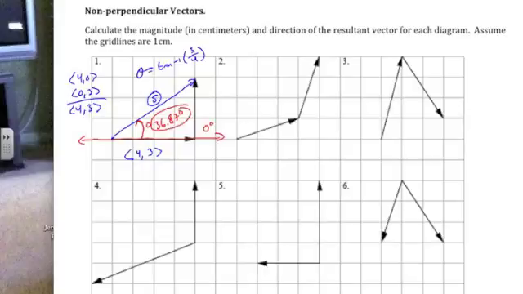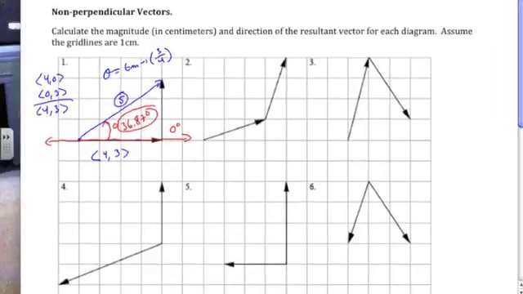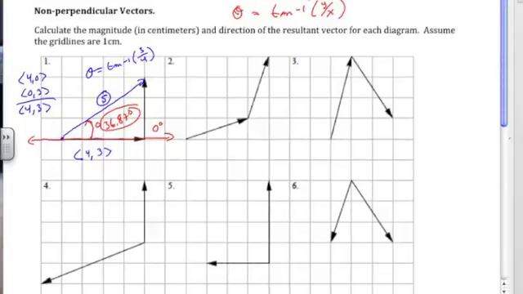Okay. I want to do one of the other ones where they're not tip to toe, just to show you how those work. So again, at the top, here are the two main things you need to know. The magnitude is always equal to the square root of x squared plus y squared, and the angle is always equal to the inverse tangent of y over x.